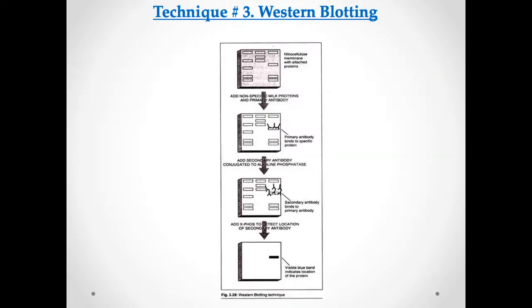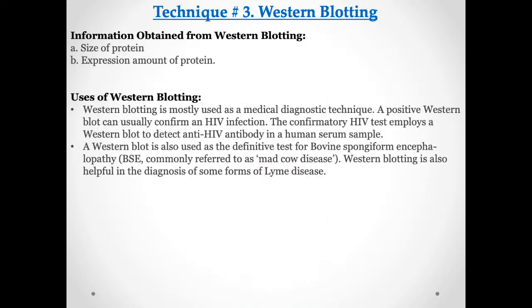So here we can see in this diagram the nitrocellulose membrane with attached proteins. Then we add to this nitrocellulose membrane your primary antibody, then the secondary antibody. Then to the secondary antibody, X-ray film and chemiluminescence agents are added in order to make your protein visible. Information obtained from Western blotting: the size of the protein is possible to get, how much of your protein is expressed, and we can get to know about various diseases.